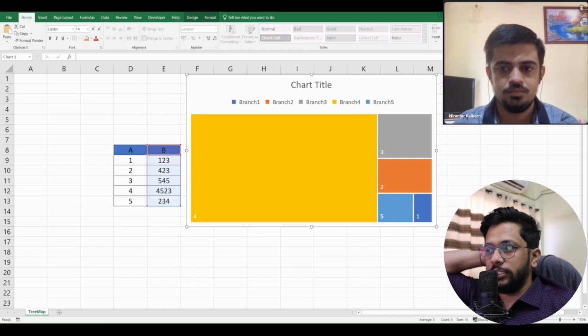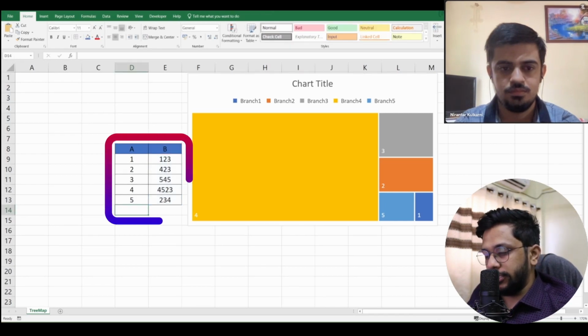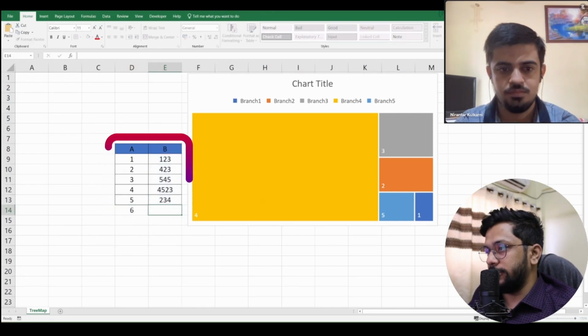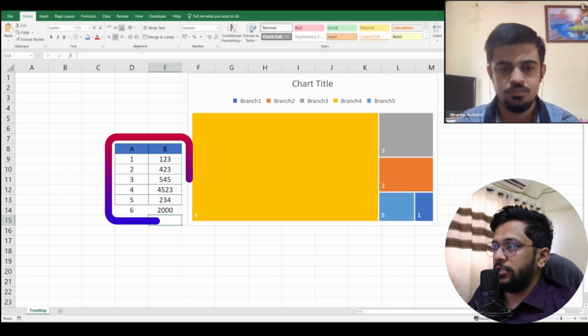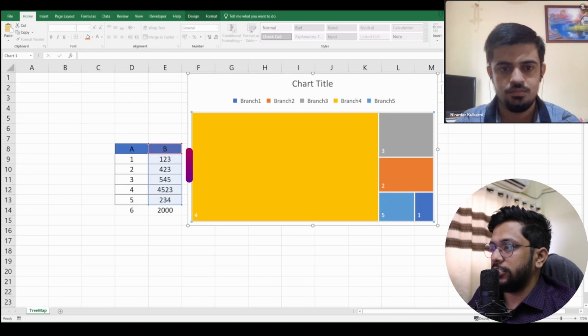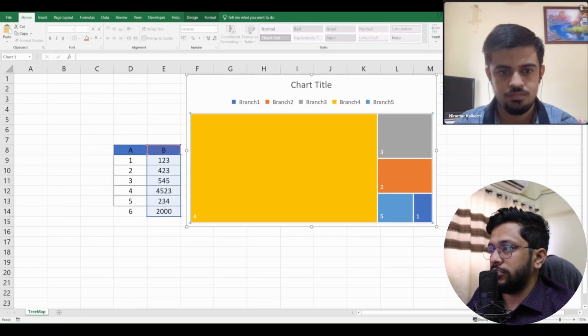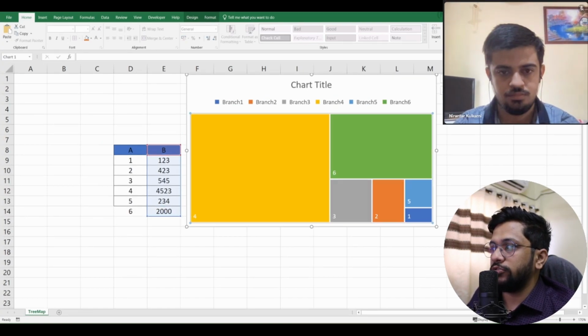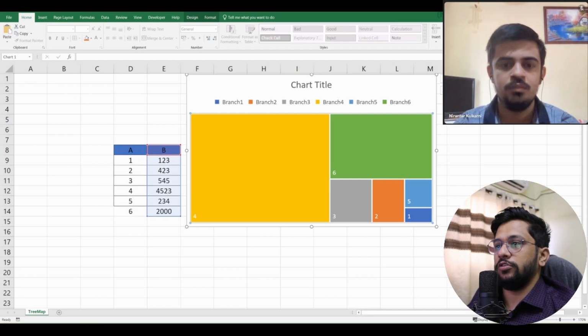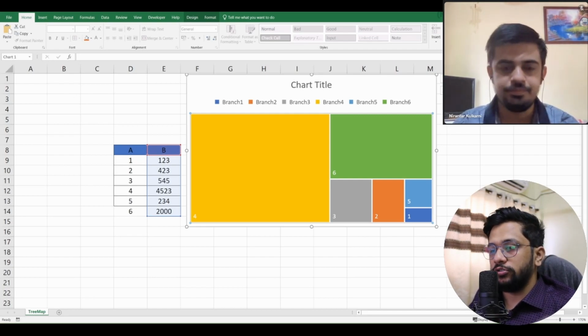So if you see, let's say you add one more shop into this, and let's say we make it 6, and we add 2000 visitors, right? Now, if you just increase this to this, now you have a second largest contributor, right? Now you would be able to identify your top performer.